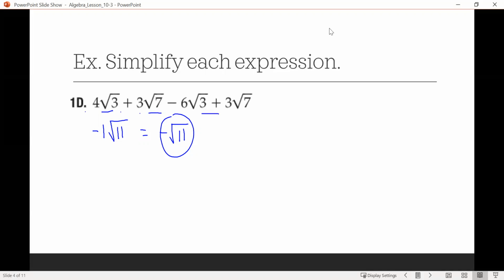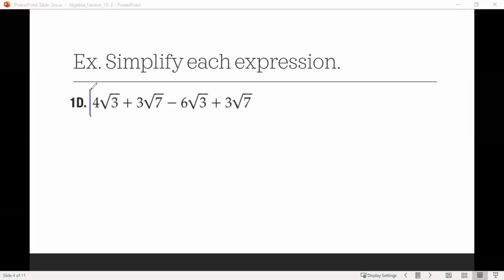All right, so next example here. So here we have a couple more terms, right? So we have 4 radical 3, and we have -6 radical 3. So these are like radicands. So we can combine these or subtract 4 minus 6, which would be -2, and then our radical 3 would still remain the same, okay?